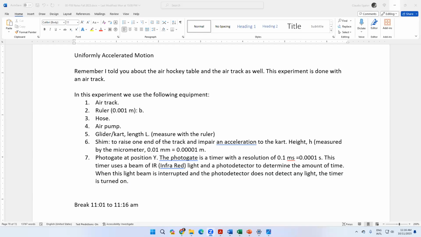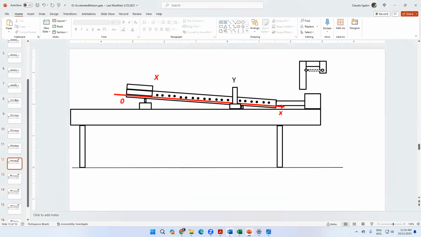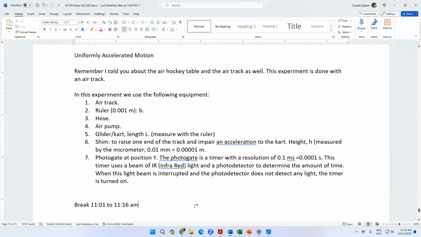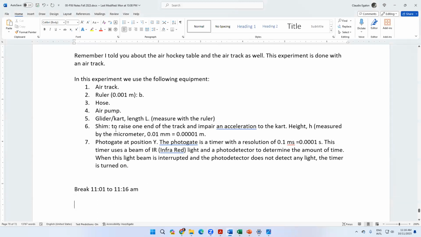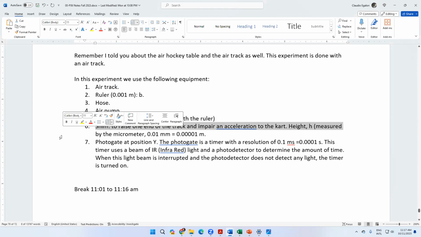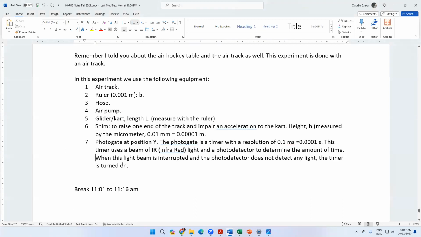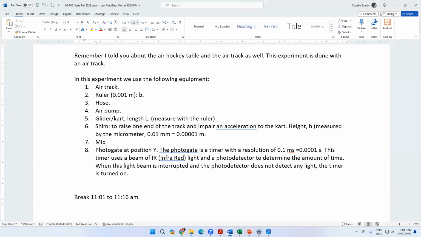Okay, I'm back here. Okay, so are we done here? It looks like we're done. We have everything. But I have to document those. Let's see, I did document that in my notes. So we're using an air track, a ruler, a hose, an air pump, a glider, and a cart, a shim, and let's put the micrometer. I'm using the micrometer.